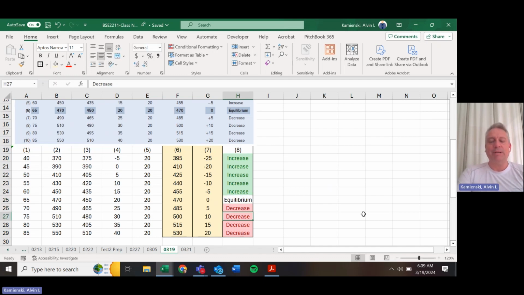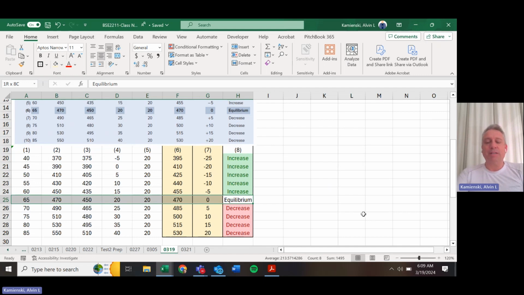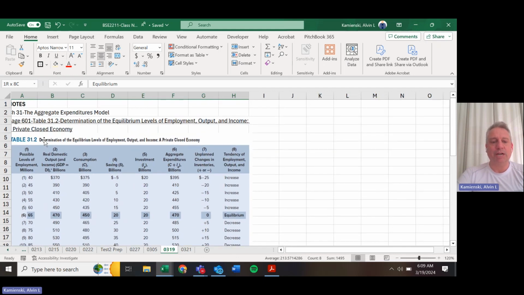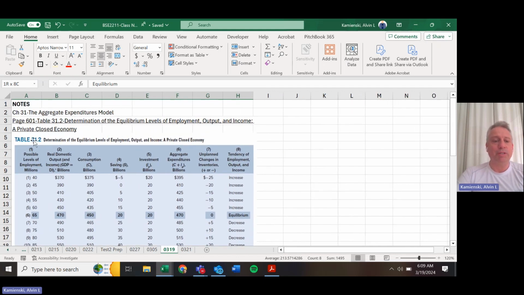Equilibrium is a neat concept. I've never actually seen it in play in the real world, but it is that notion that if economics is the study of how to take scarce resources and maximize efficiency in order to create the greatest amount of happiness through production, that is no want, no waste, that would be at equilibrium, as is shown for you in a private closed economy on table 31.2 on page 601 of the text.